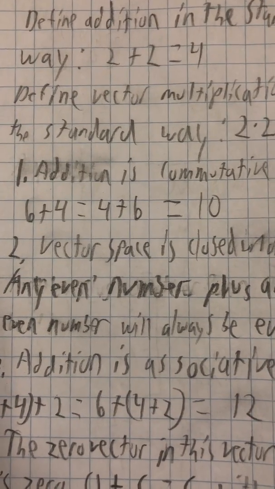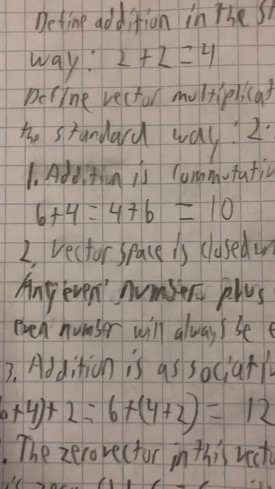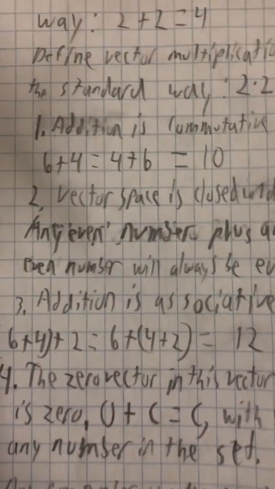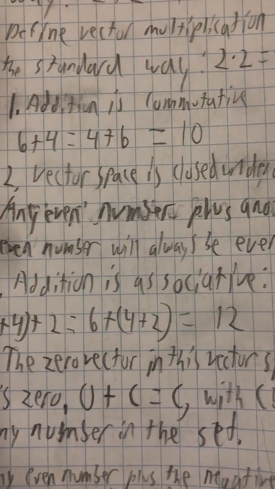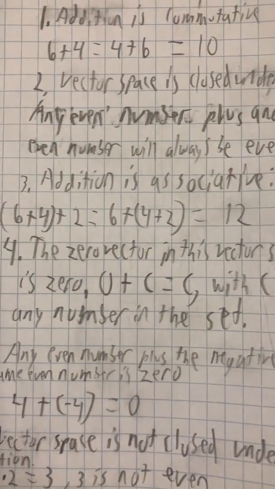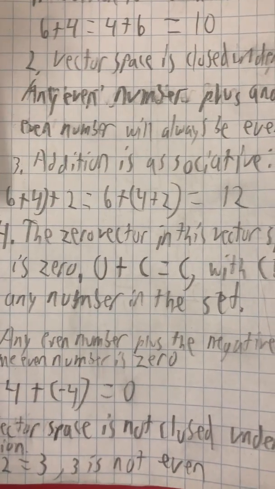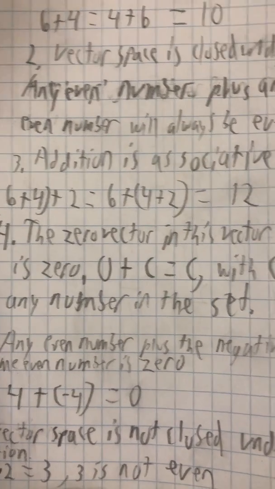So for the first axiom, as you can see, addition is obviously commutative. 6 plus 4 equals 4 plus 6. And the vector space is also closed under addition, since any even number plus another even number will always be even. Addition is also associative. As you can clearly see, (6 plus 4) plus 2 equals 6 plus (4 plus 2).